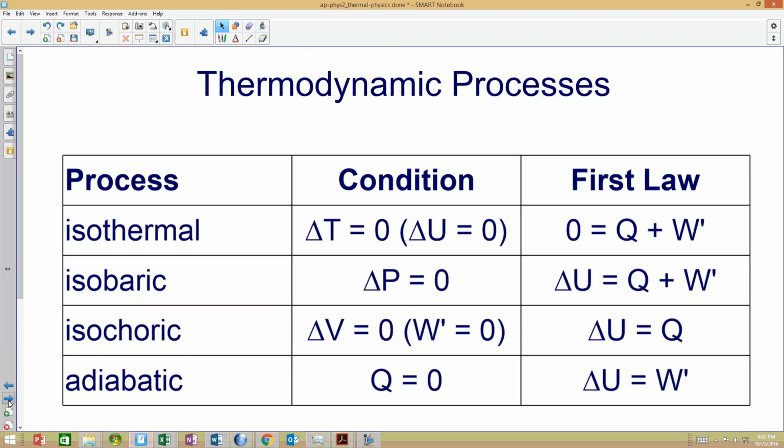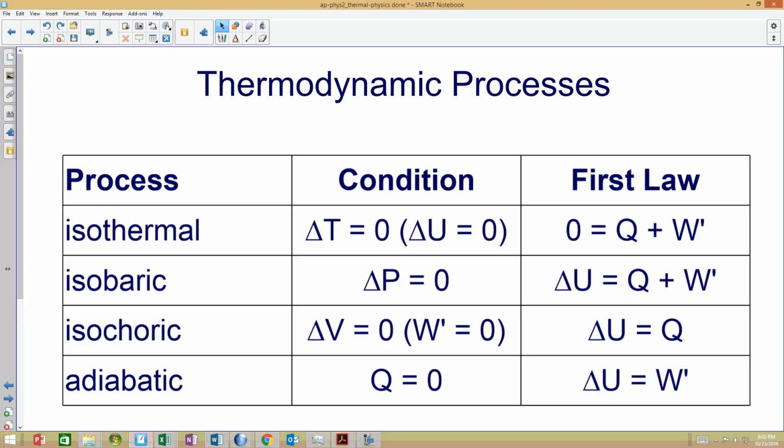So here is a summary of your thermodynamic processes. If it's isothermal, delta T equals 0, delta U equals 0. That means that 0 is equal to Q plus W prime. In an isobaric system, delta P equals 0. That means delta U is equal to Q plus W prime.